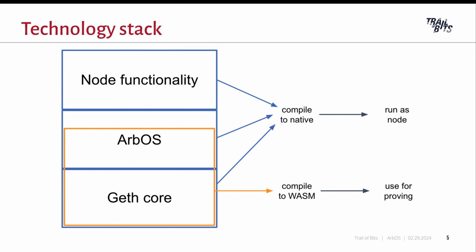There is another instance in which ArbOS and the Geth, the Go Ethereum, state transition will also run, which is for the fraud-proof system. But we're not going to describe that part. That will probably need dedicated videos just to explain how the fraud-proof system works. Essentially, that part is going to be compiled to WASM, and the WASM code will be used for proving or disproving a transaction on chain.